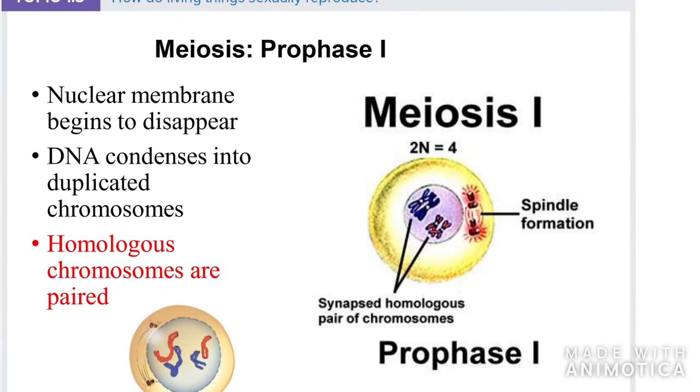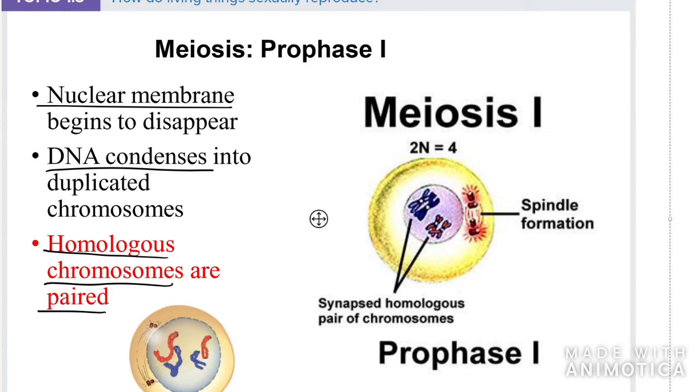Okay, so it'll undergo interphase just like before, but there is no difference between interphase for mitosis and interphase for meiosis. It's going to duplicate its organelles, it's going to grow in size, it's going to duplicate the chromosomes, it's going to do everything it did before. It gets different when we enter prophase 1. So in prophase 1, again, still very similar. We're going to have the nuclear membrane that begins to disappear. Our DNA is going to condense into our duplicated chromosomes, or our sister chromatids, and our homologous pairs, this is what's different. Our homologous chromosomes are going to be paired.